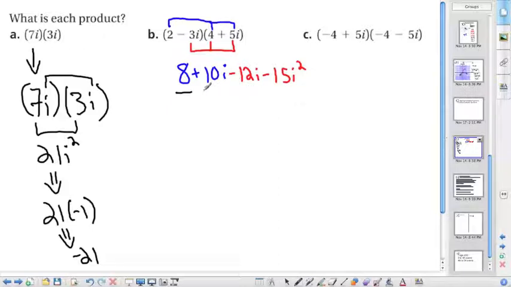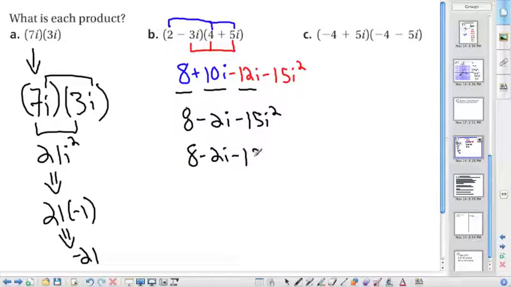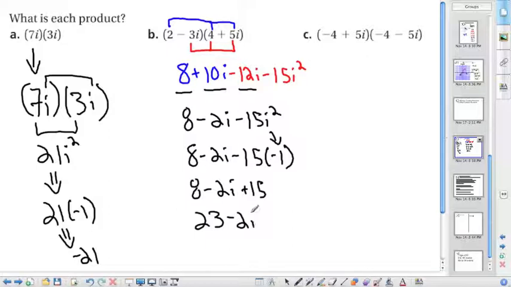But you can combine 10i and negative 12i to get 8 minus 2i minus 15i squared. But again, you know by now that i squared is negative 1. So you replace i squared with negative 1 to get 8 minus 2i plus 15. 8 plus 15, you get 23 minus 2i. And this is your final answer.